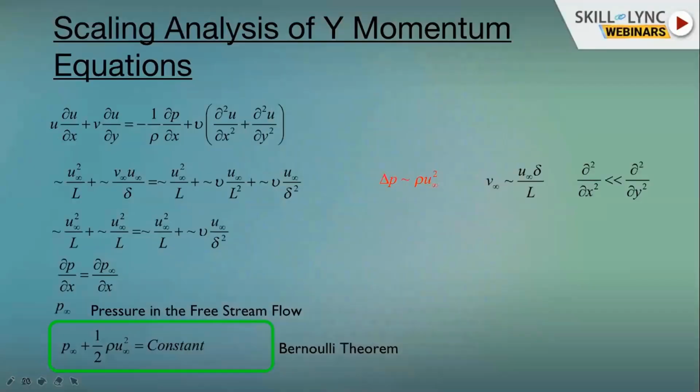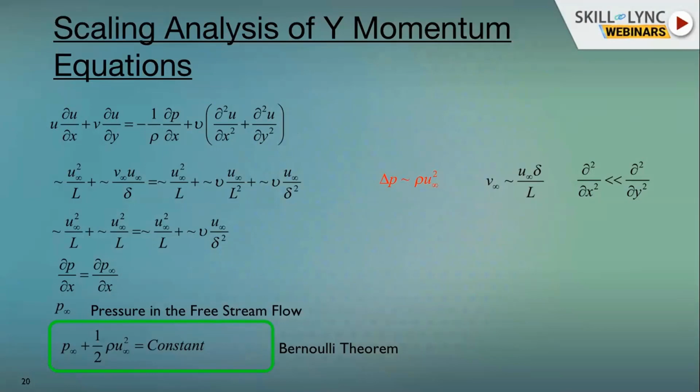Let's come to the scaling analysis of the X momentum equation. This is the X momentum equation. By mistake, this has been written as a Y momentum equation. This is actually the X momentum equation. Sorry, apologies for the typos. So this is my X momentum equation in terms of U.